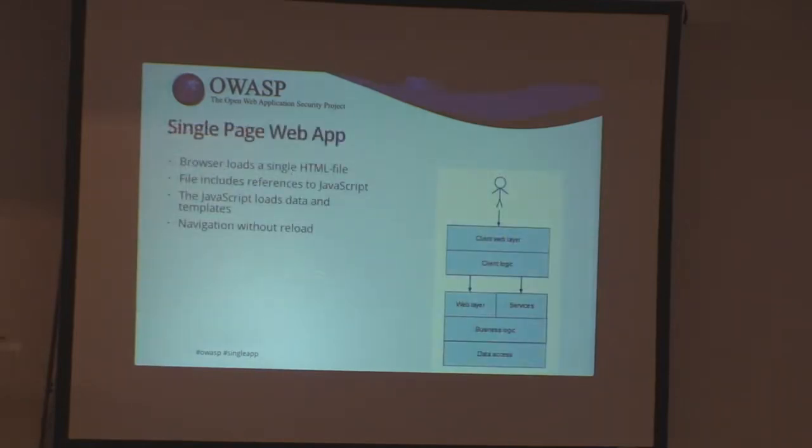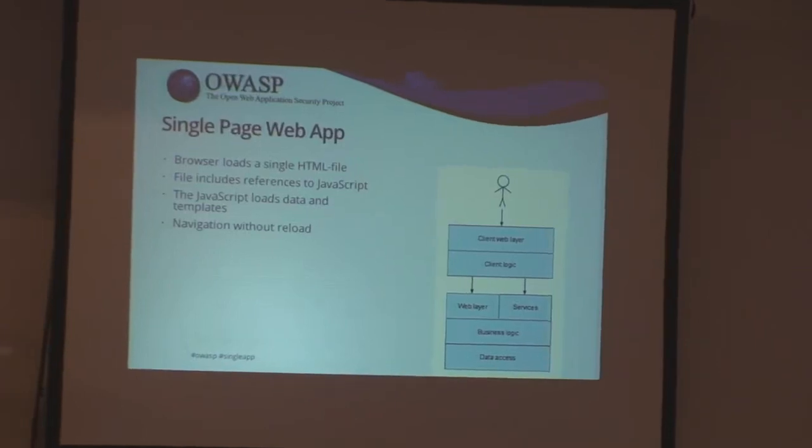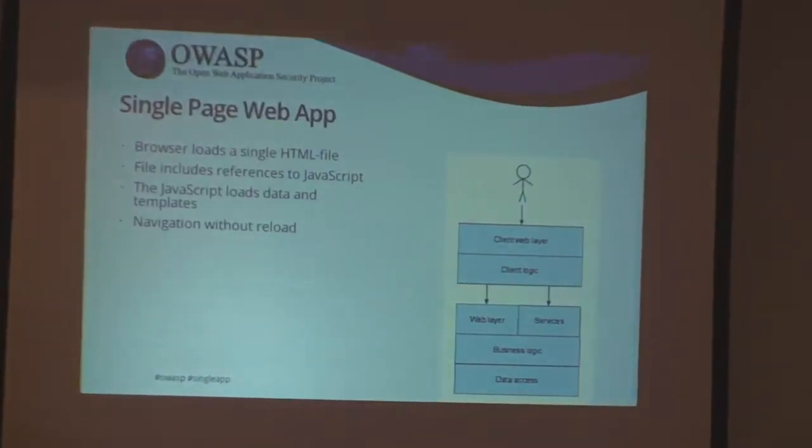So a single-page web app, what is it? Well, basically, the browser loads a single HTML file, and that file contains no user data. It's just an HTML that loads some scripts and some CSS. And that JavaScript then starts loading the user data. So there's a clear separation that you can see on the left here. We have a web layer that only serves things like CSS, JavaScript, images, etc., all the assets. And we have some services that normally produce JSON, which provide the actual user data.